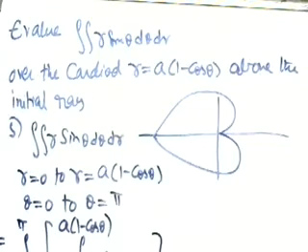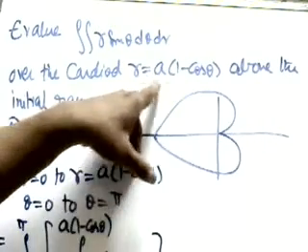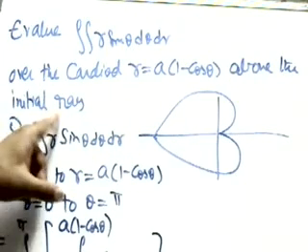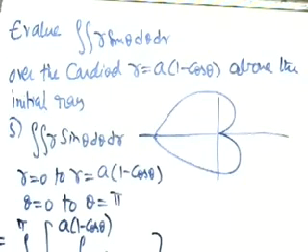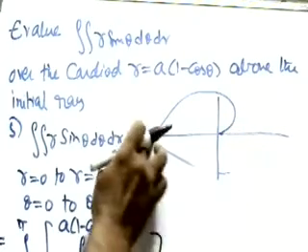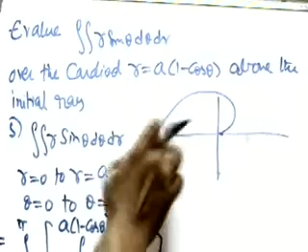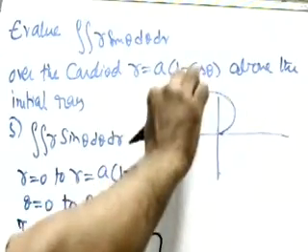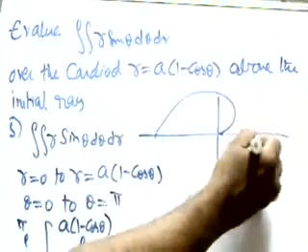Now see here the next question. Double integration of r sine theta d theta dr over the cardioid. Just now we have seen two types of cardioid. This is a into 1 minus cos theta, we have seen just now, above the initial ray. This is the cardioid, but it is given above the initial ray. So we have to take only the upper part, above the initial ray. So can we say what will be the angle? You are moving from here to here.